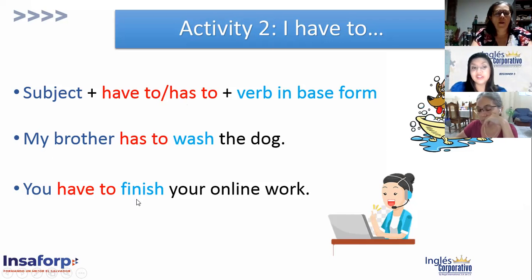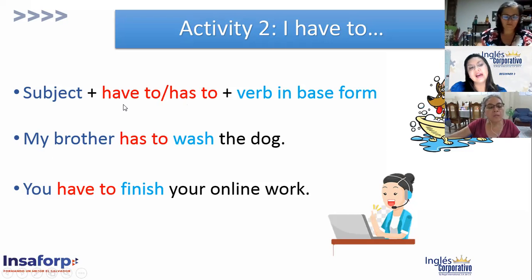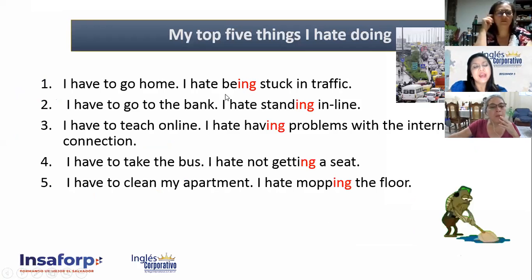You have to finish your online work. Okay, it's your obligation. My brother has to wash the dog. You have to finish your online work. You have to be connected to the class tomorrow, etc. Okay, so when we talk about obligations, we use have to or has to. Okay, yes. Now, in the previous example, here I am using the ing form of the verb, but you can also use to.